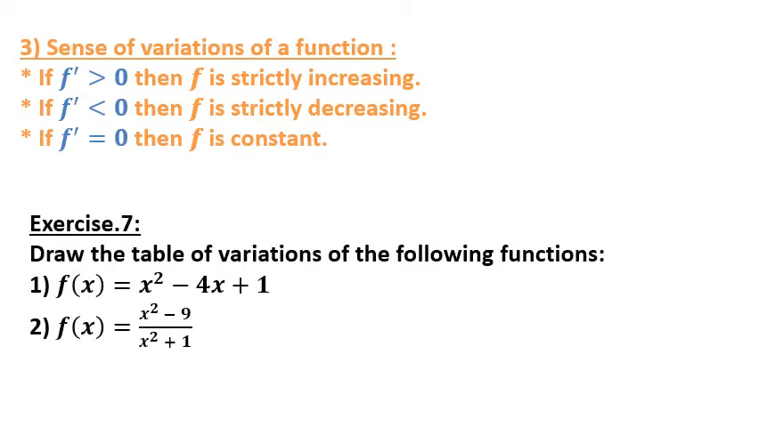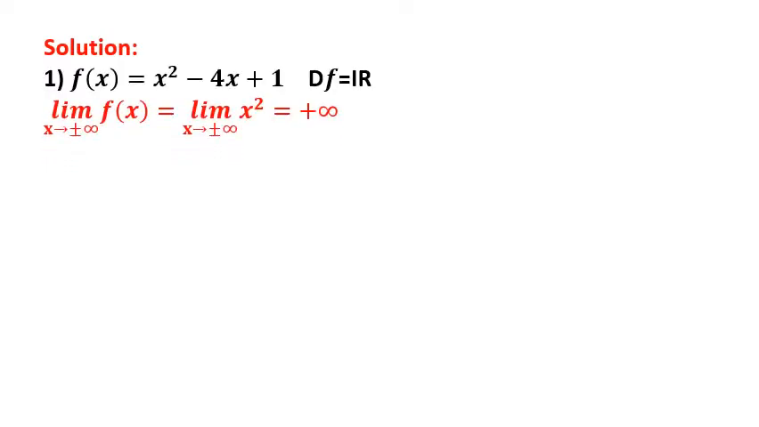Exercise 7: draw the table of variations of the following functions. 1. f of x equals x power 2 minus 4x plus 1. Since f is a polynomial, its domain of definition is minus infinity, plus infinity. First, we find the limits of f. The limit of f at plus infinity is the limit of the leading part of f, which is x power 2, and that is plus infinity. Minus infinity power 2 is also plus infinity. So its limit as x tends to plus or minus infinity is plus infinity.